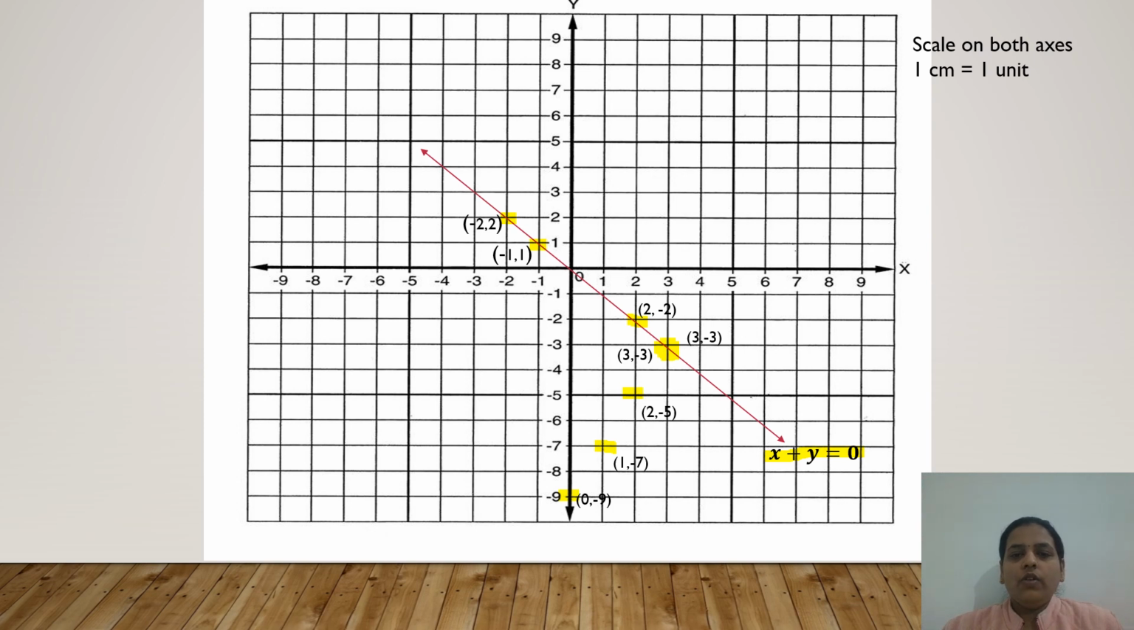Okay. So these are the 4 points of the second equation. So draw the line. And this is the line of equation what? 2x minus y is equal to 9.